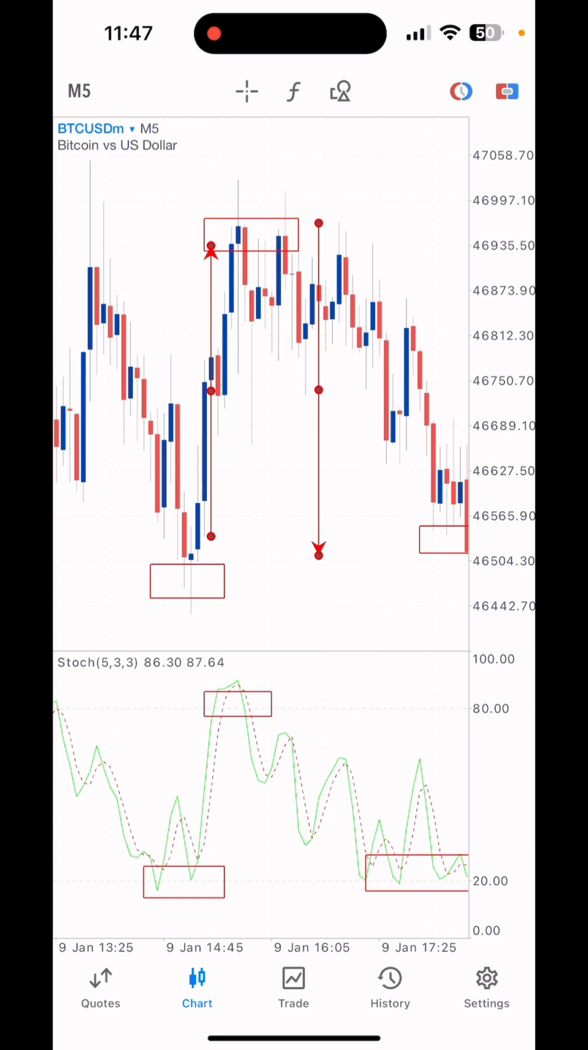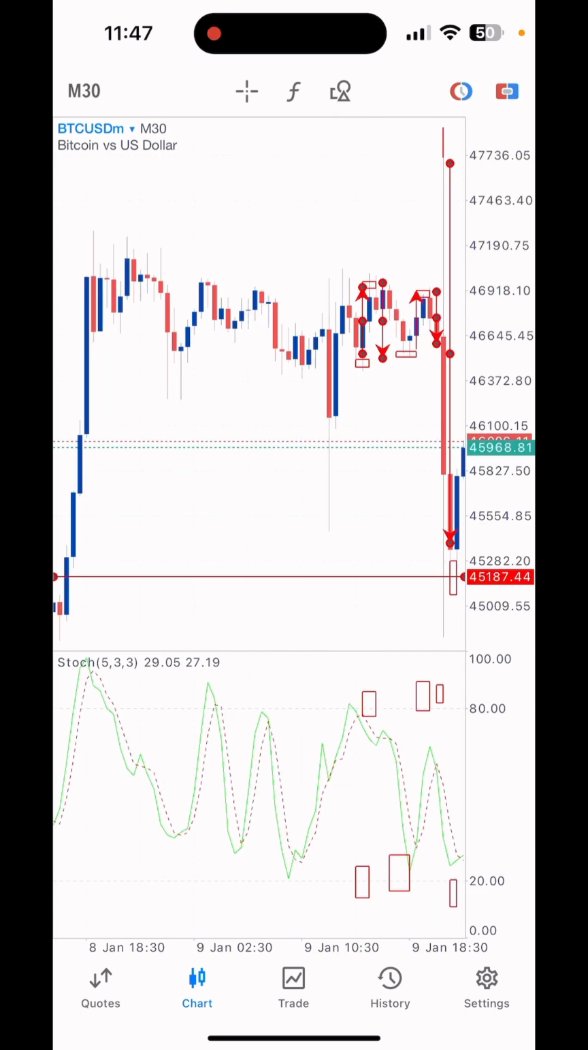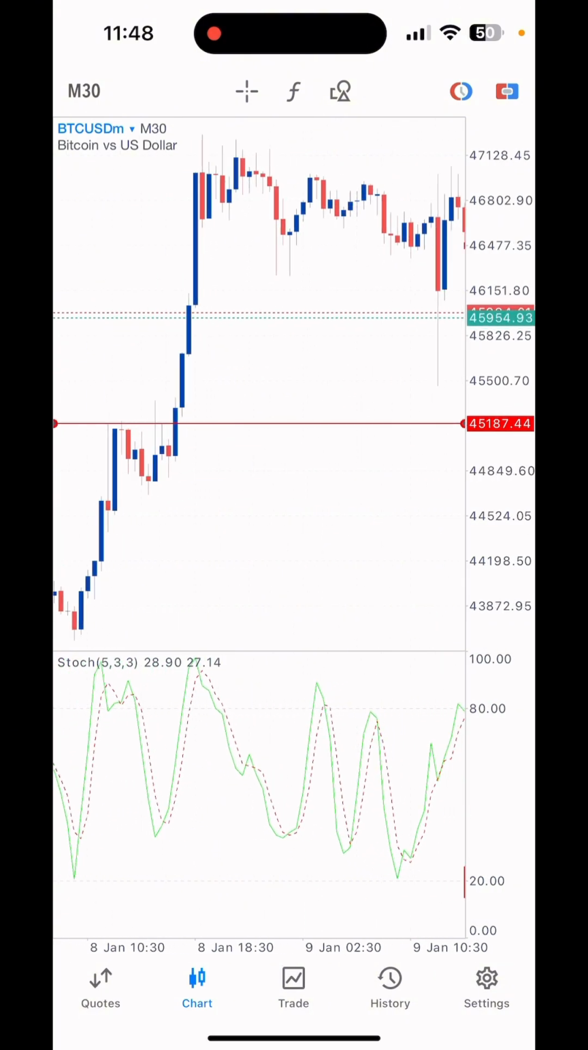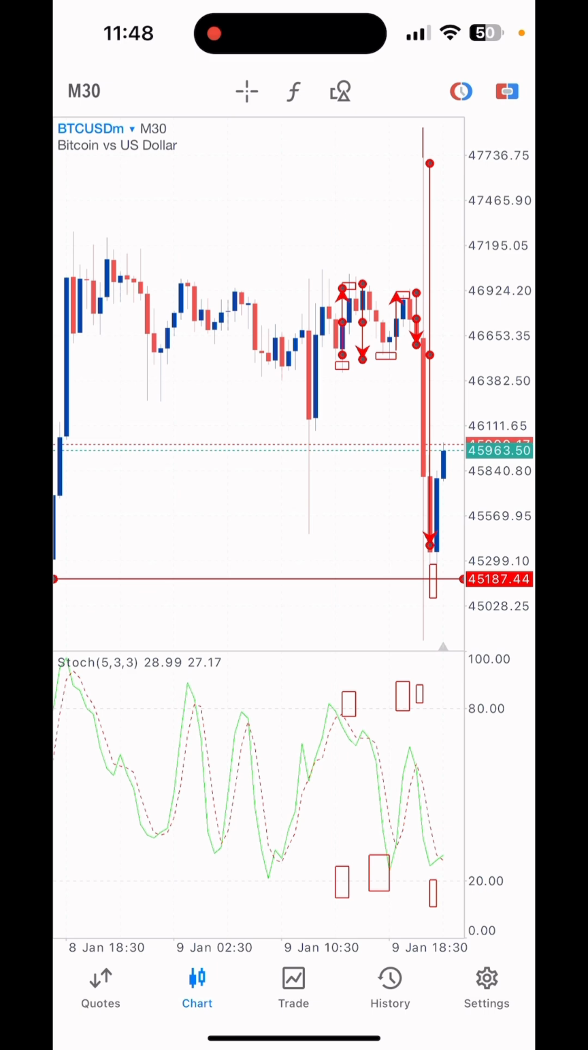Now if you want to catch more pips, let's say for instance you are not a scalper, you don't like scalping because it's just too close, so move the time frame to 30 minutes. All right, look at it now. When you put it to 30 minutes, you would get higher chances of getting higher pips. Do you understand? As you can see, the higher the time frame, the higher the amount of pips you'll be getting. Do you understand? So that is it.